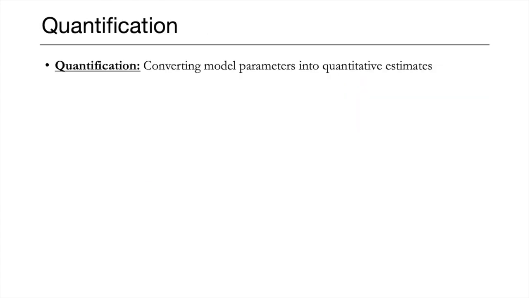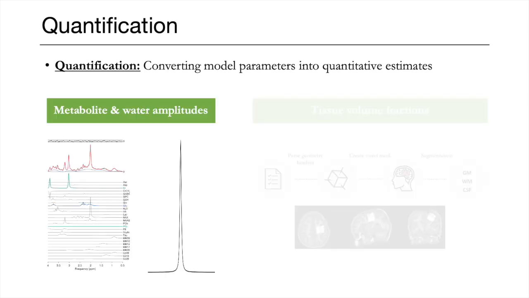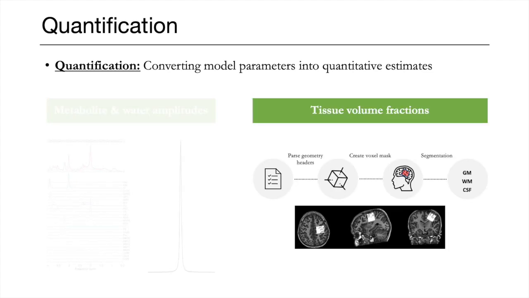Now for quantification. That means taking parameters from the modeling process and turning them into something resembling concentrations. For that, we need the model parameters. Here, these are amplitudes from glutamate and creatine and phosphocreatine. And we need the relative volume fraction that gray matter, white matter, and CSF occupy within our MRS voxel. That is usually done by interfacing MRS software with tools like SPM or FSL. So why do we need that?